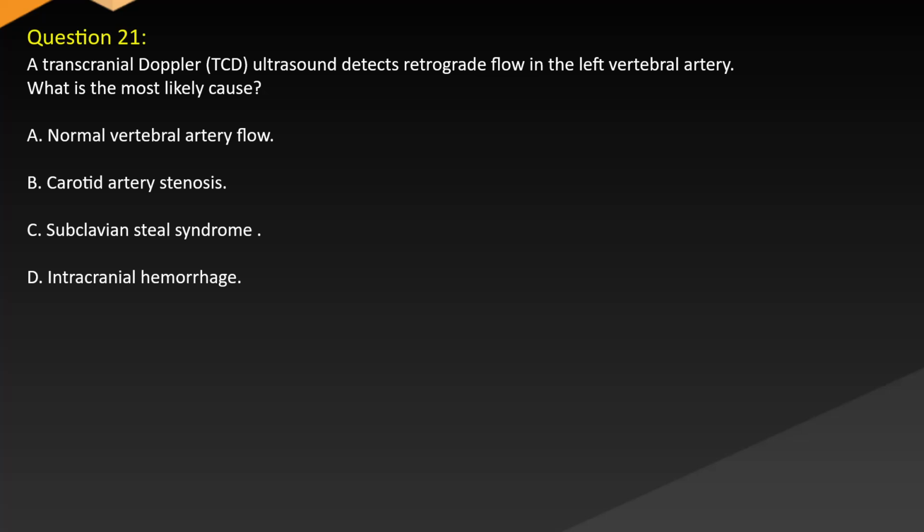Question 21. A transcranial Doppler (TCD) ultrasound detects retrograde flow in the left vertebral artery. What is the most likely cause? A. Normal vertebral artery flow. B. Carotid artery stenosis. C. Subclavian steal syndrome. D. Intracranial hemorrhage.